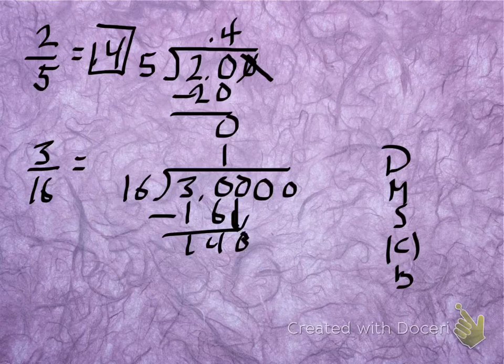16 goes into 140. Ooh, that's a tough one. 8 times. I think he's right. I think it's 8. So 8 times 6 is 48. Carry a 4, you get 128. And yep, Mac was right. It's going to come out with a remainder of 12.